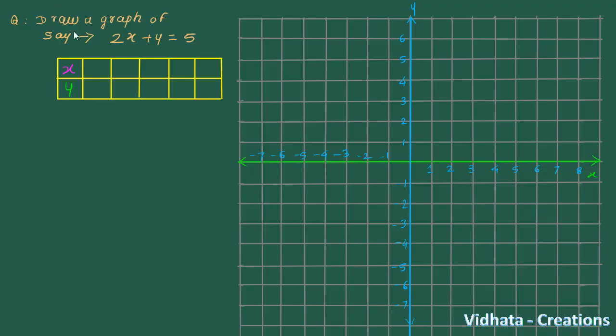Now, for example, suppose here we have a graph. Our question is: draw a graph of 2x plus y is equal to 5. This type of linear equation we have in two variables, and of this equation we want to draw a graph on the coordinate system. What should we do? The equation is already given to you.